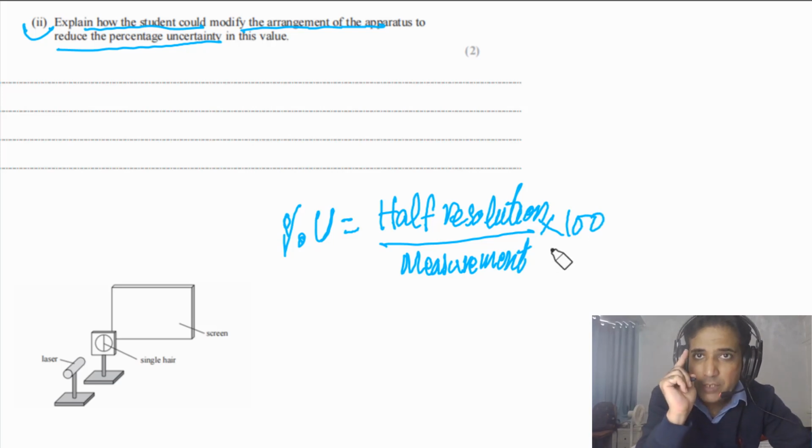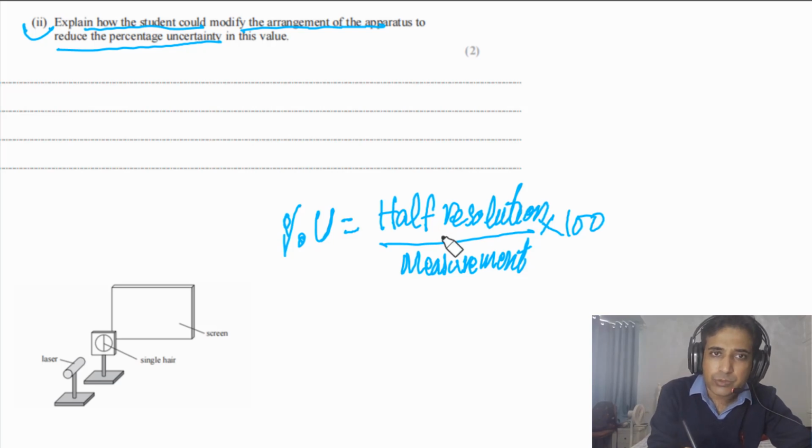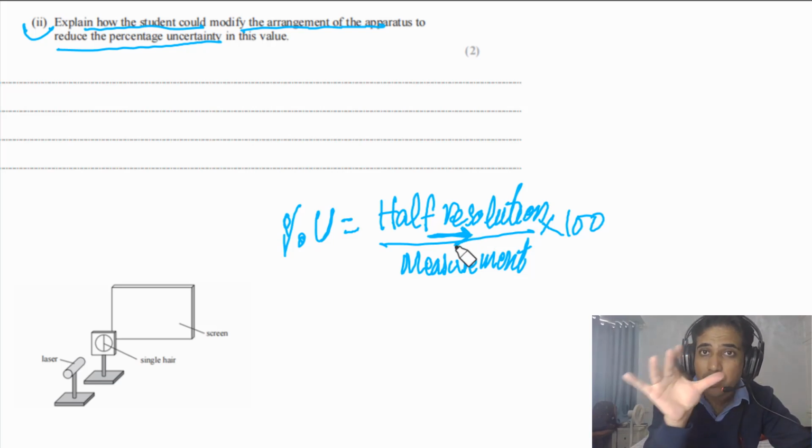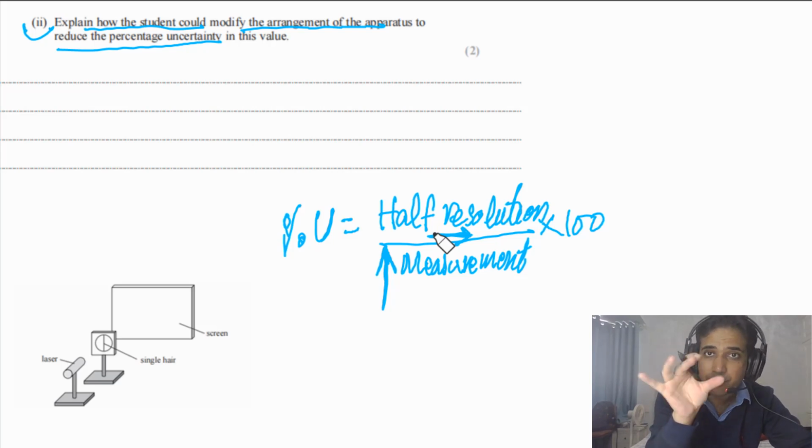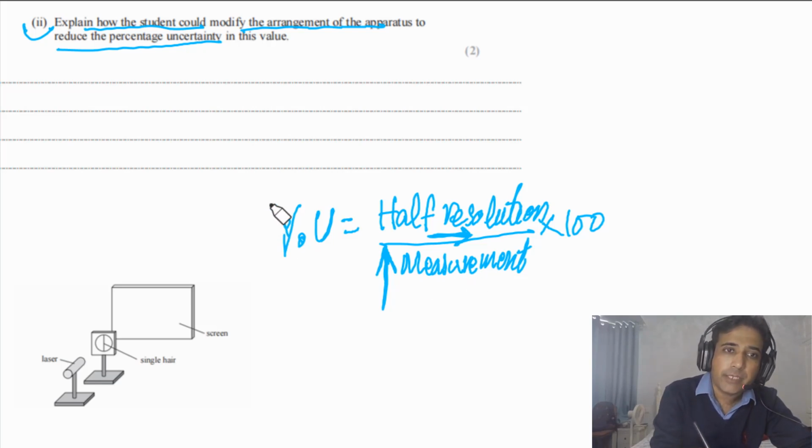If we're using the same instrument, the half resolution will stay constant. This value is constant for any instrument, meaning each instrument has its own half resolution. And this measurement we can change. So we can change this one, but we cannot change half resolution for any instrument. That is a fixed value for one kind of instrument. So we can increase the measurement, and if we increase the measurement, the percentage uncertainty will go down.